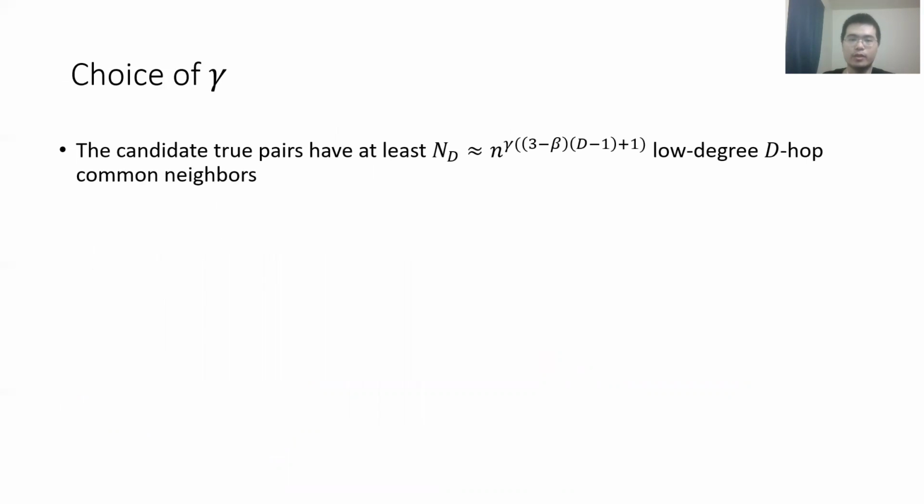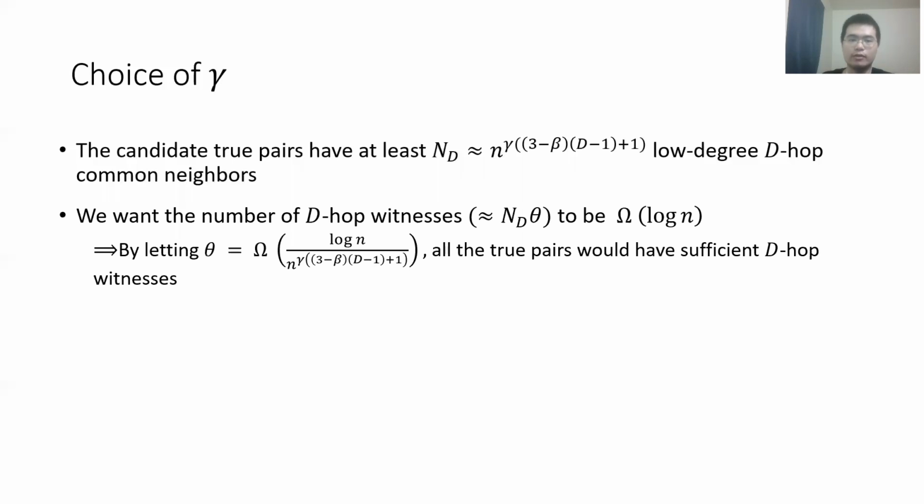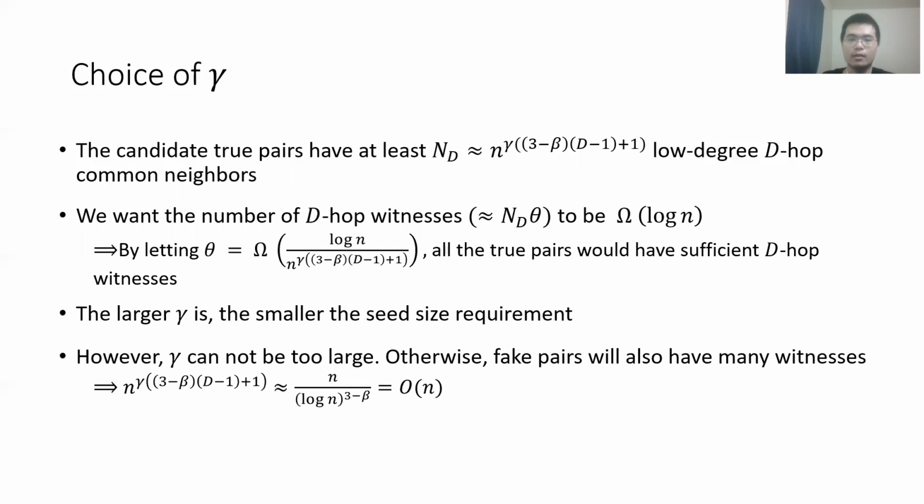Then the candidate true pair has at least N_D low-degree D-hop common neighbors. To guarantee the true pairs have sufficient D-hop witnesses, we want the number of D-hop witnesses, which is about N_D times theta, to be at least log n. Thus, the fraction of seeds, theta, needs to satisfy the following condition. Note that the larger gamma is, the smaller the seed size requirement. However, gamma cannot be too large. Otherwise, fake pairs will also have many witnesses, as we discussed. Thus, we choose the parameter gamma according to this equation.